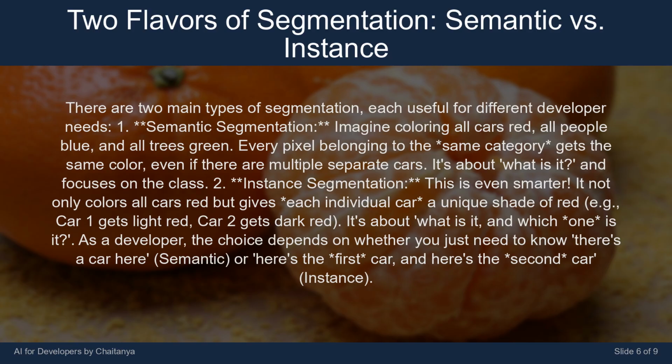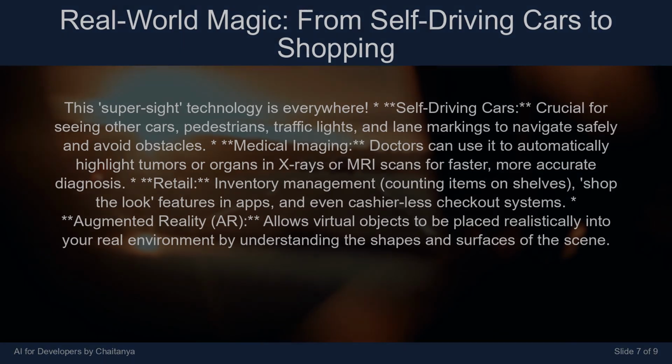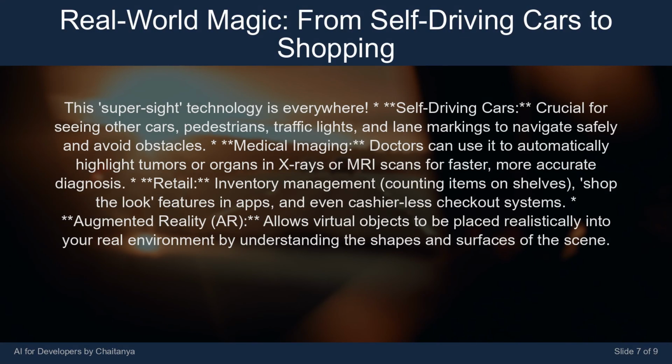2. Instance segmentation. This is even smarter. It not only colors all cars red but gives each individual car a unique shade of red, e.g., car 1 gets light red, car 2 gets dark red. It's about: what is it? And which one is it? As a developer, the choice depends on whether you just need to know, there's a car here (semantic), or, here's the first car, and here's the second car (instance). This super sight technology is everywhere.